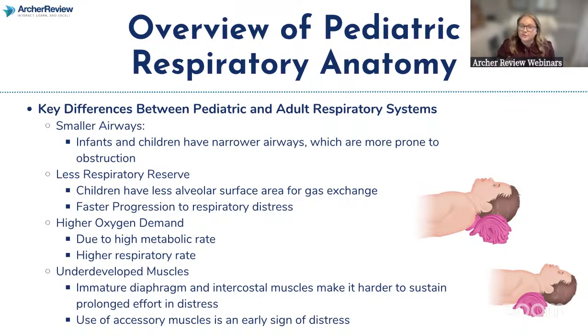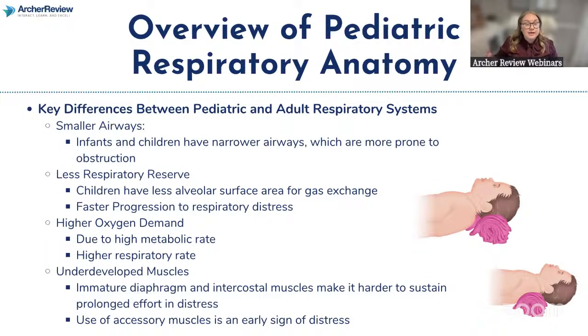Secondly, their reserve is just less, okay? So their alveolar surface area, how much room those alveoli have to exchange oxygen and carbon dioxide, they just don't have as much of it. So when they get a respiratory disorder, it progresses more quickly and they've just got less backup. So they can get pretty sick pretty fast.